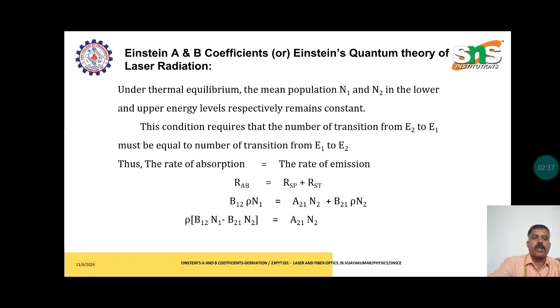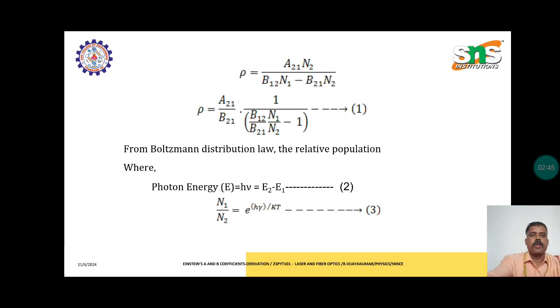So B12 rho n1 equals A21 n2 plus B21 rho n2. Rho (B12 n1 minus B21 n2) equals A21 n2. Then rho equals A21 n2 divided by (B12 n1 minus B21 n2). Dividing by B21 n2, we get equation 1: rho equals A21 divided by B21, then 1 divided by (B12 by B21 times n1 by n2 minus 1).